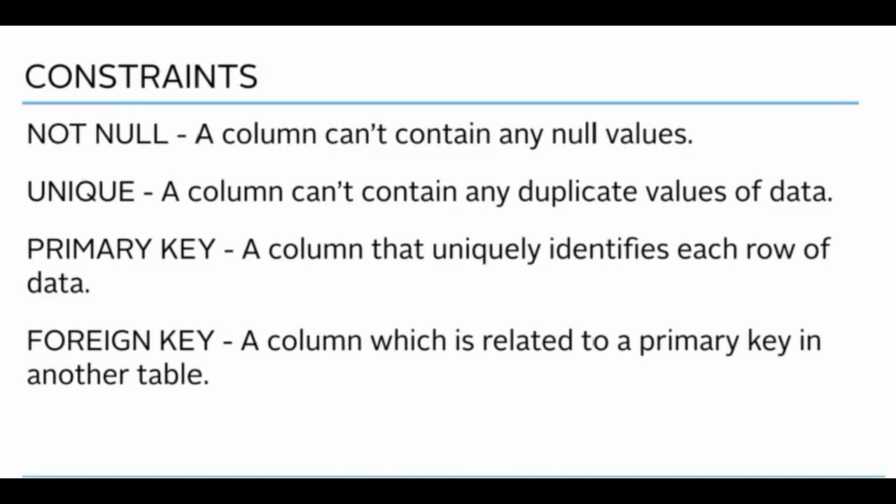And the next two constraints we've actually seen already, so primary key and foreign key. So primary key is a column that uniquely identifies each row of data within the table, and a foreign key is a column which is related to a primary key in another table. So we use foreign keys and primary keys to link tables together.